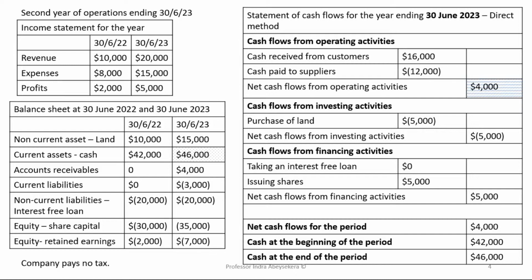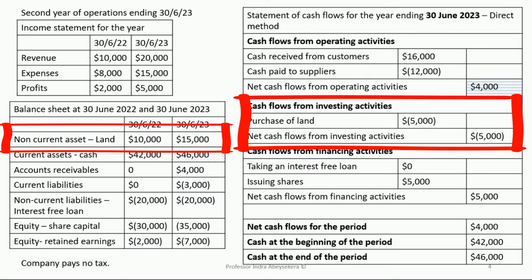Cash flows from investing activities. There has been a purchase of land, an additional purchase of 5,000, and we're not given any additional information to suggest otherwise, like there has been a sale of land and a purchase of land. So we're making an underlying assumption here that there has been a purchase of land, and that net cash flows from investing activities is a cash outflow of 5,000.